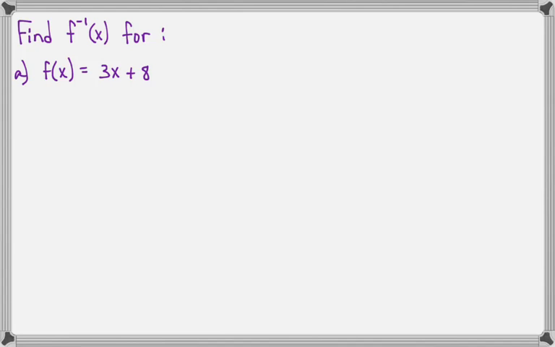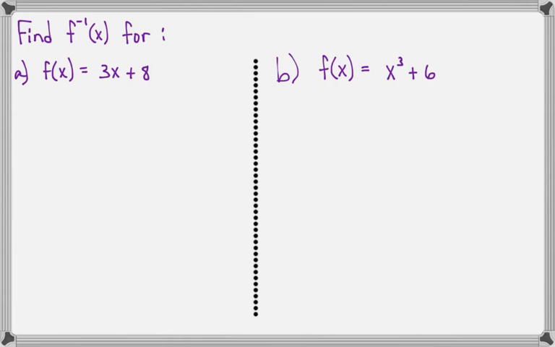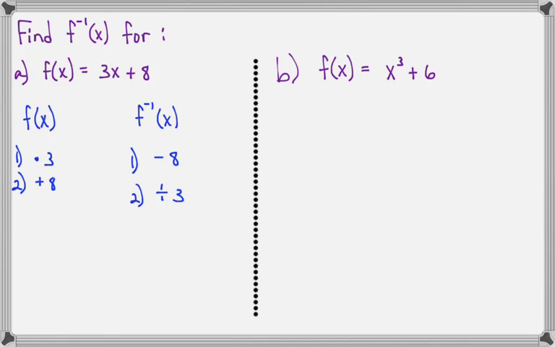So now let's find f inverse for f of x equals 3x plus 8. And we'll also do f of x equals x to the third plus 6. Now let's use the list method. So first I look at my x and I say, if I had to plug in a number for x, what are the steps I would take? Well, the first step is I would multiply the number by 3. And the next step is I would add 8. Now to reverse that, first we have to reverse plus 8, so we write minus 8. Then we have to reverse times 3, so we write divided by 3.